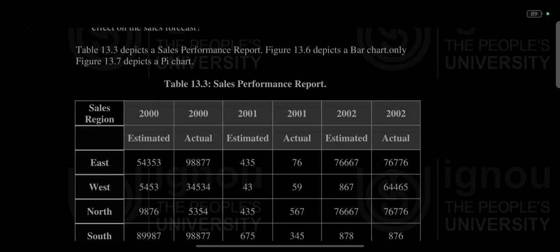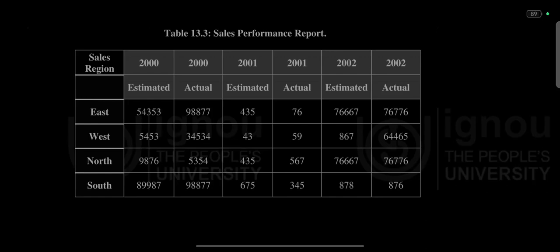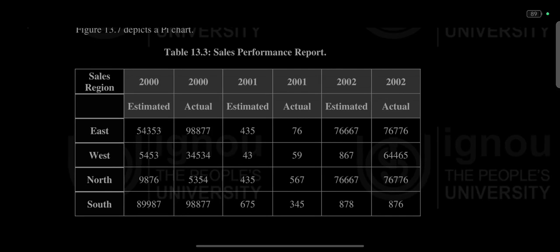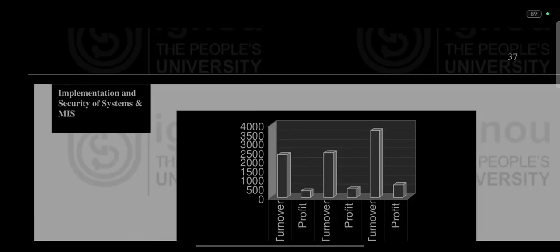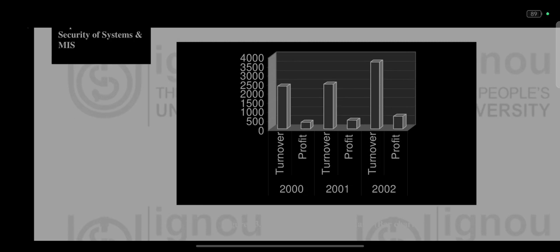Table 13.3 depicts a sales performance report. Figure 13.6 depicts a bar chart only. Figure 13.7 depicts a pie chart. So here you can see the table, sales performance report, and these are all the tables.